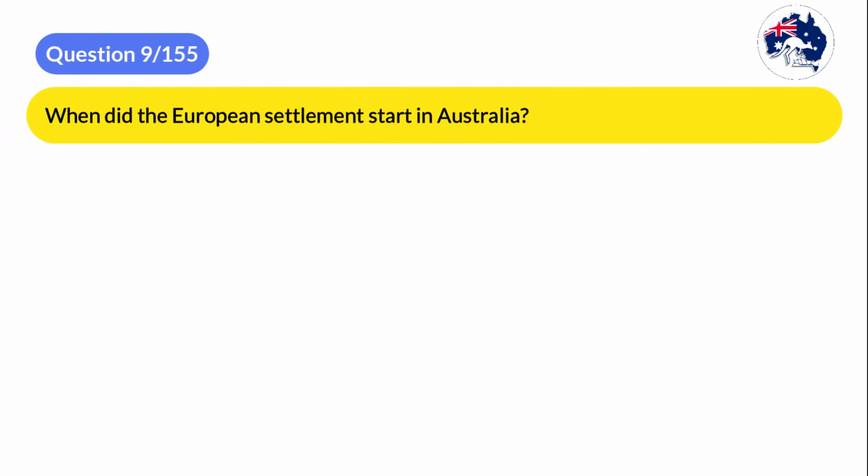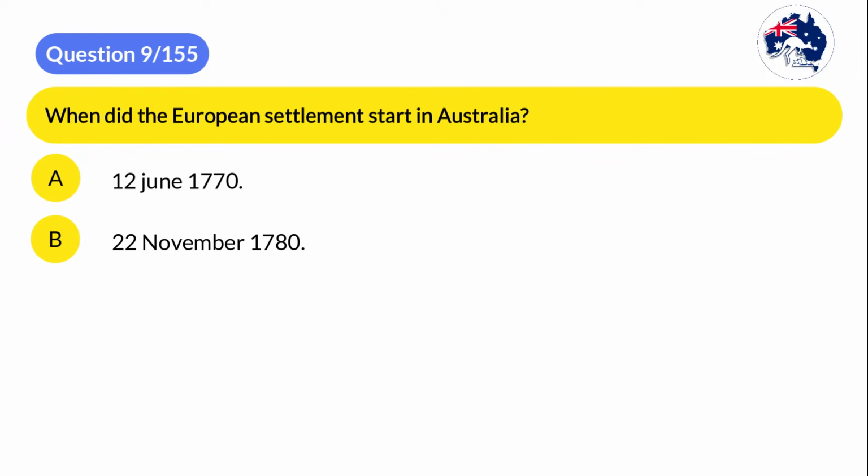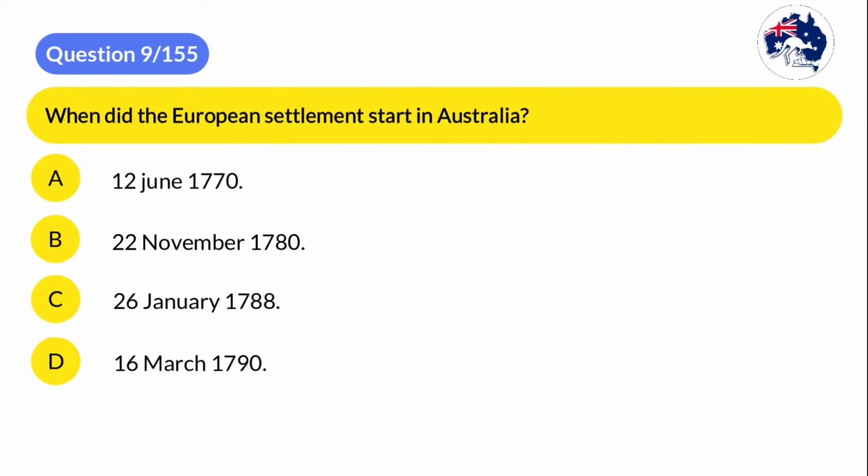Question 9. When did the European settlement start in Australia? A. June 12, 1770. B. November 22, 1780. C. January 26, 1788. D. March 16, 1790. The correct answer is C.